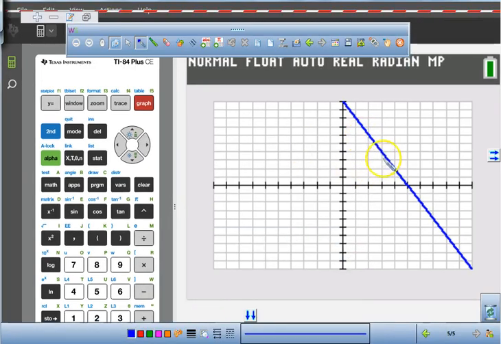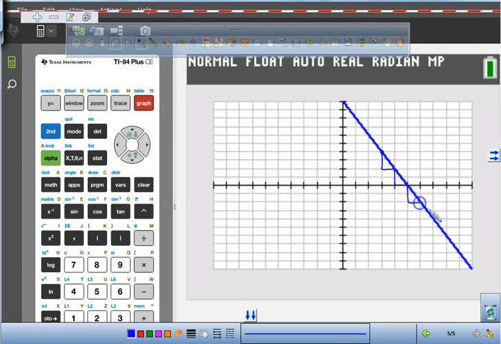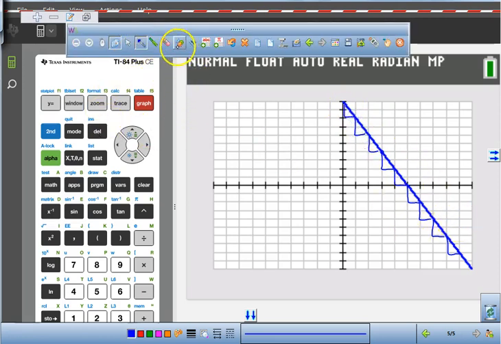What does it do? It goes down 2 and over 1, down 2 over 1, down 2 over 1. And what was our slope on this? What was the slope on this graph? Yeah, it's negative. You're right, Fortune. It is negative 2. That's the slope right here. It's going down 2 over 1, every single time.